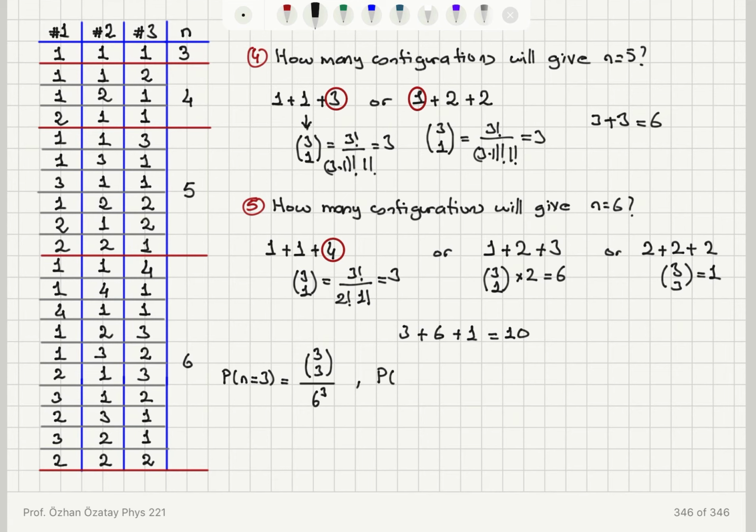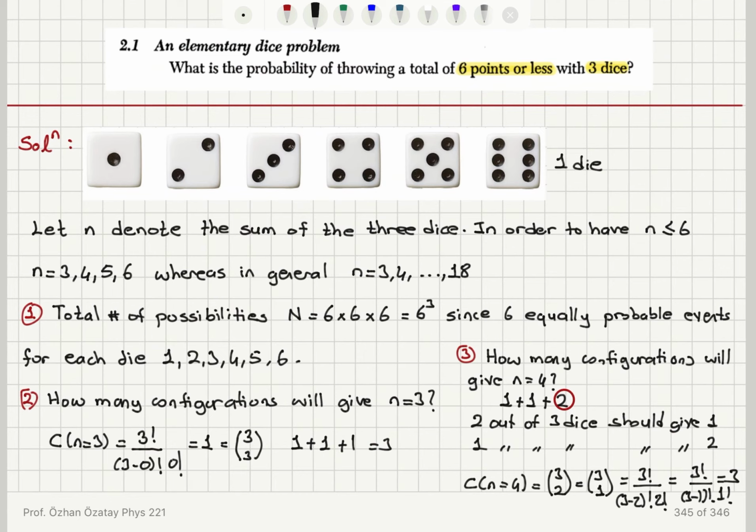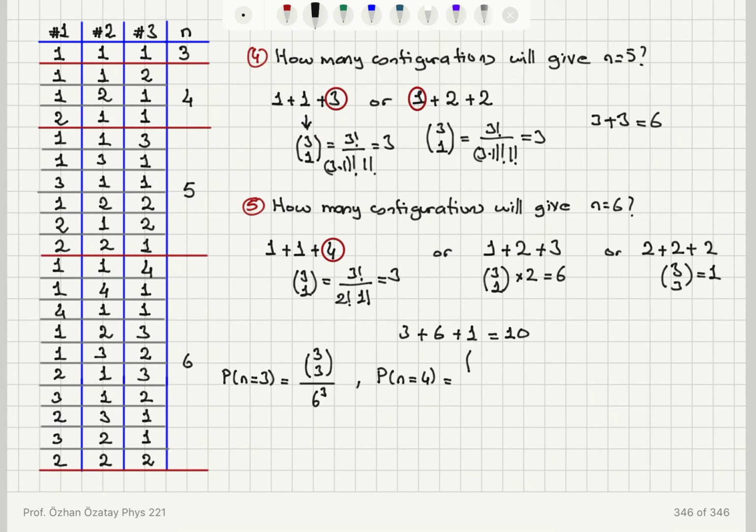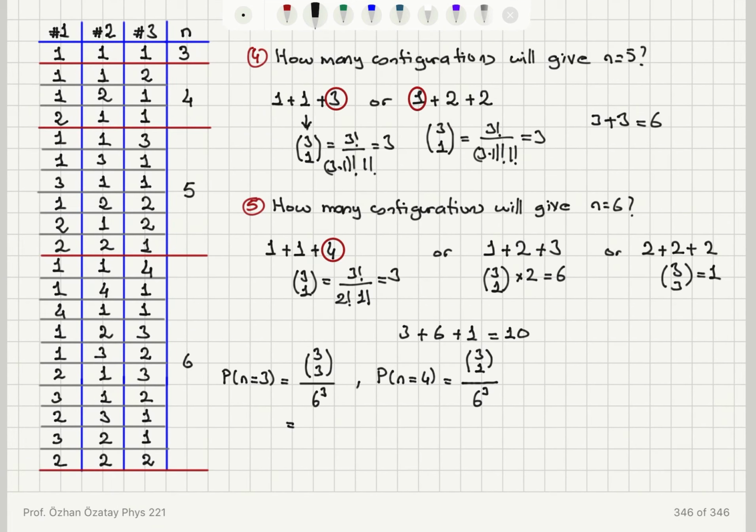The probability of having n equals to 4 is, you have 1, 1, 2 scenario here, which means you have to pick one object out of 3 to assign to it 2. So 3 objects taken one at a time divided by 6 to the power 3. So this one we have found out there's only one configuration here, so we can count here. So this is only 1. We can count the number here.